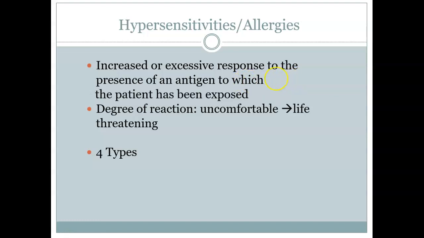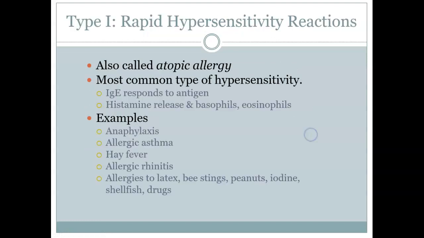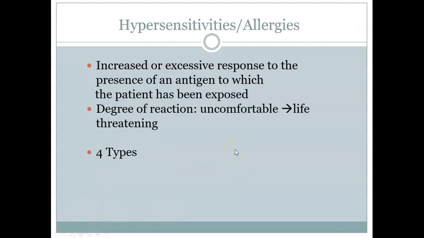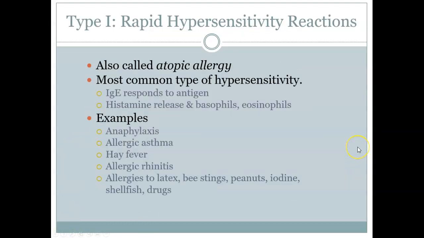So, some people who have allergies, the degree of reaction can be just uncomfortable, such as myself with seasonal allergies, allergies to the environment, and it can progress all the way to life-threatening types of reactions. There are 4 different types of hypersensitivity reactions, and we're going to look at each of those in the next few PowerPoints. So the first one is type 1 rapid hypersensitivity.